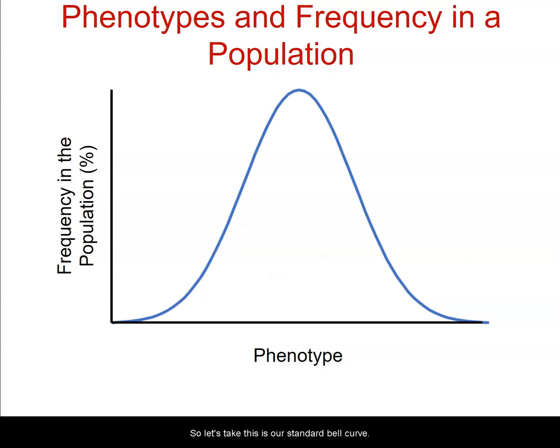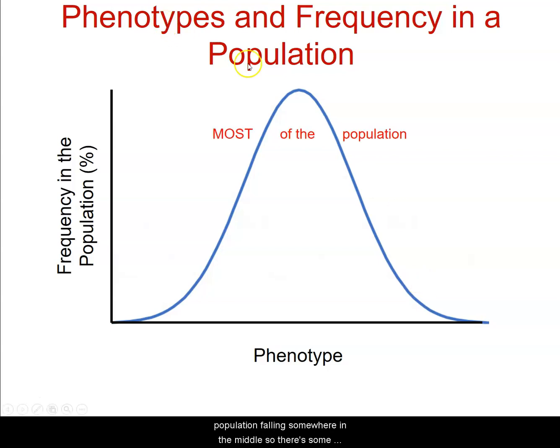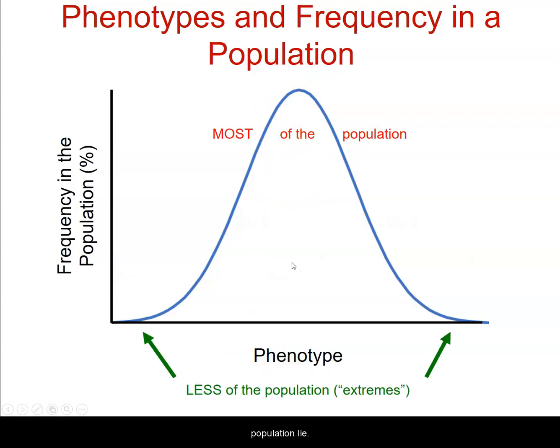Okay, so let's take this as our standard bell curve. So in a normal situation, we have most individuals of the population falling somewhere in the middle. So there's some intermediate phenotype where most individuals of a population lie. On the extremes, or on each end of this bell curve here, we have less of the population. So you generally have lower numbers on each of these extremes of some phenotype and more somewhere in the middle. So this is the baseline.